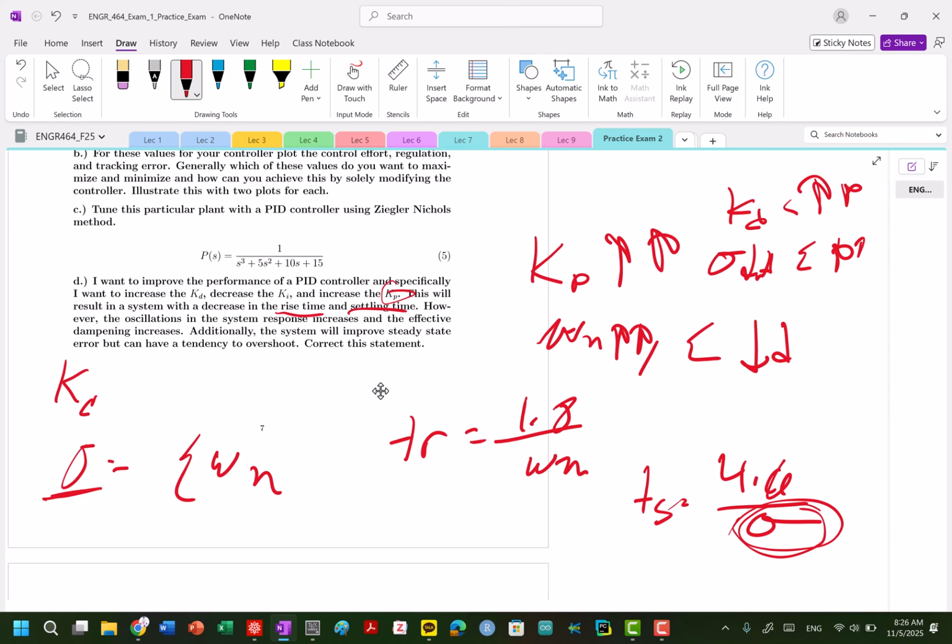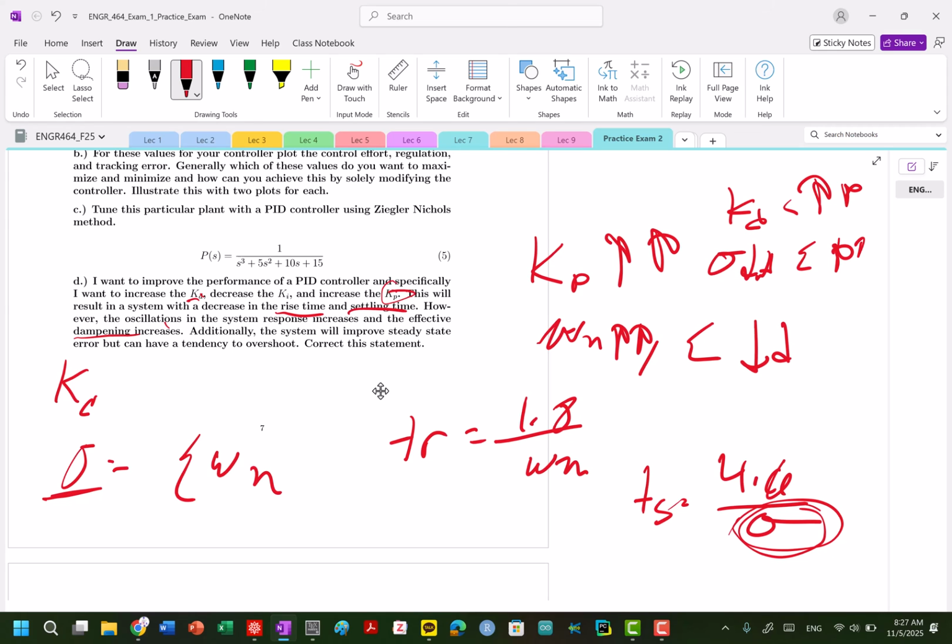However, the oscillations of the system response increase. Yes, that's true if I increase KP. And the effective damping increases. That is true, and that's from KD. So KP increases the oscillations, KD increases damping. That is also true. The system will improve the steady state error, but has a tendency to overshoot.